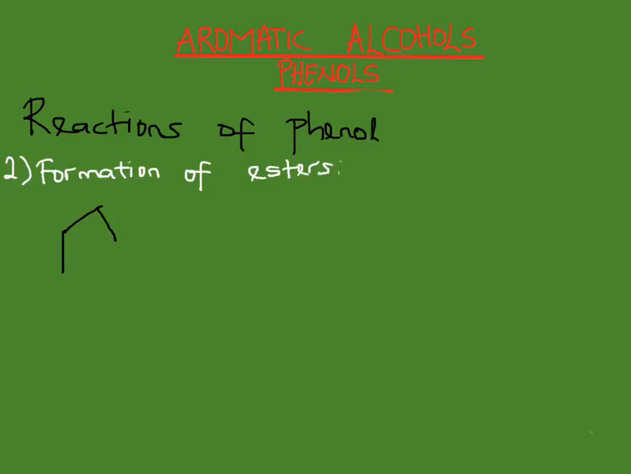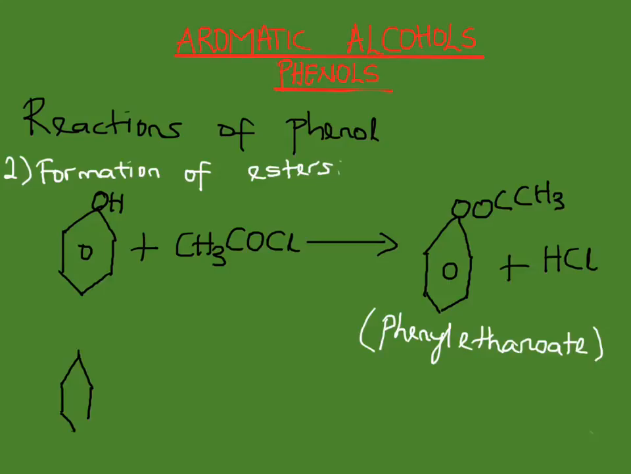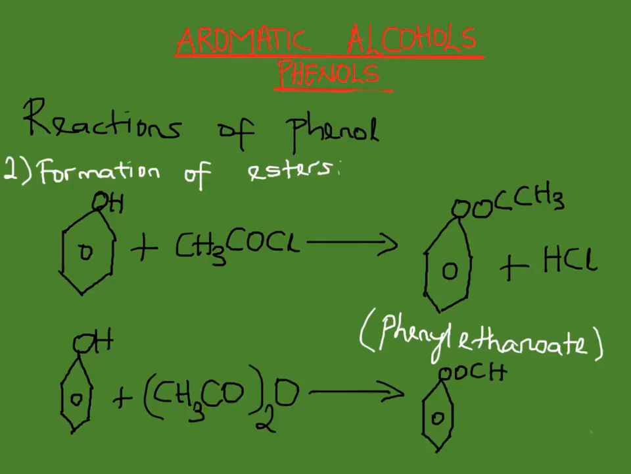The next reaction is the formation of esters. Because phenol is weakly acidic, it does not react directly with carboxylic acid to form esters. It reacts only with acid chlorides and acid anhydrides to form esters. As you can see there, phenol reacting with ethanoyl chloride gives phenyl ethanoate and hydrochloric acid.